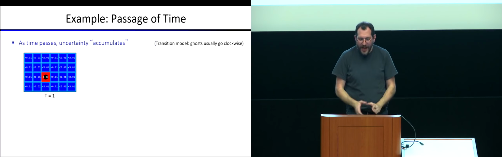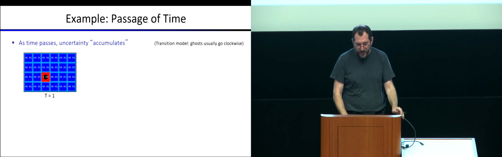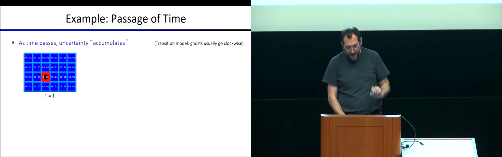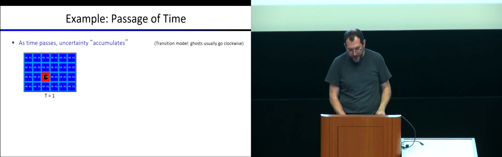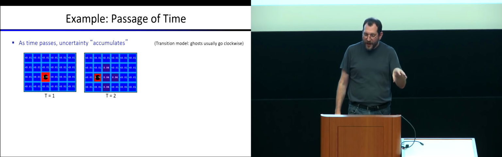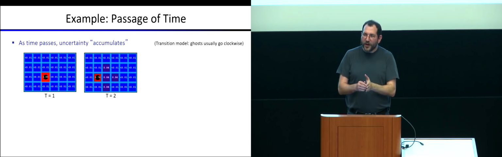All right. So what happens as time passes in the absence of any observation? As time passes, uncertainty sort of accumulates. So even if you knew exactly where that ghost was, or the exact value of variable xt, after one time step, even if you know the value of xt, at the next time step, all you know is where it would go.